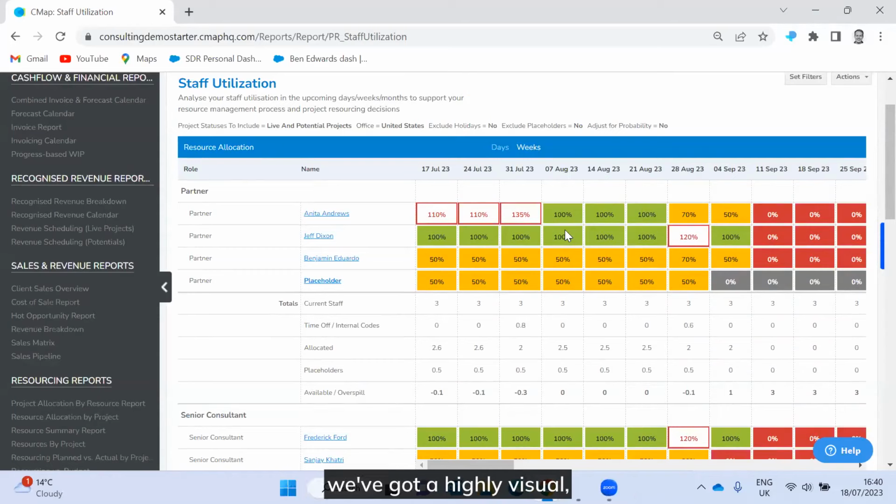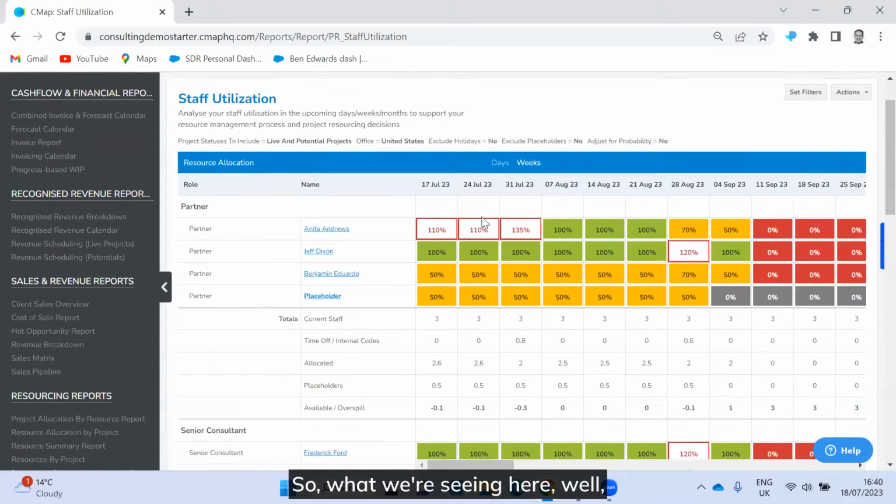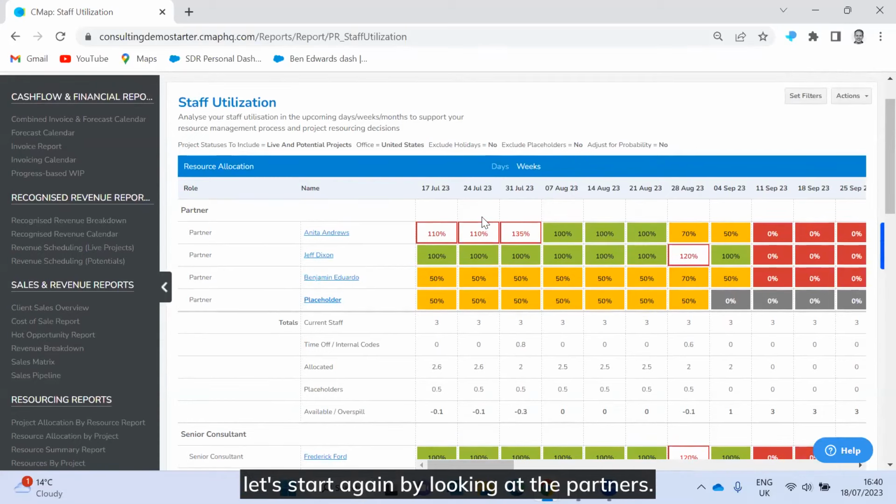And like the last report, we've got a highly visual color-coded indicator of future utilization. This is split down again by role and individual. So what we're seeing here, well, let's start again by looking at the partners. Anita Andrews at the top, she is at 110% utilization for the next 2 weeks, then 135. So she's allocated marginally more work in those 2 weeks than she has available. Jeff's at 100%, which for this firm is perfect.